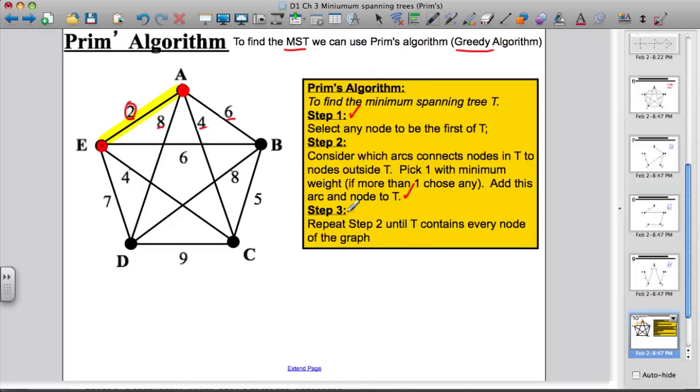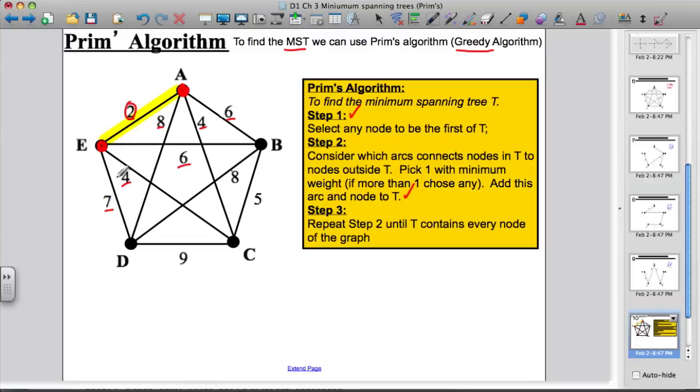What does step 3 say? It says repeat step 2 until T contains every node of the graph. I've currently only got 2 nodes in my spanning tree. There are another 3 left out. I'm going to have to keep going with this at least 3 times now. Okay, which arcs connect nodes in T to those outside? The 6 connects outside, the 4 connects outside, the 8 connects outside, but also we've got a new node E to consider. The 7 will connect outside, this 4 will connect outside, and this 6 will connect outside.